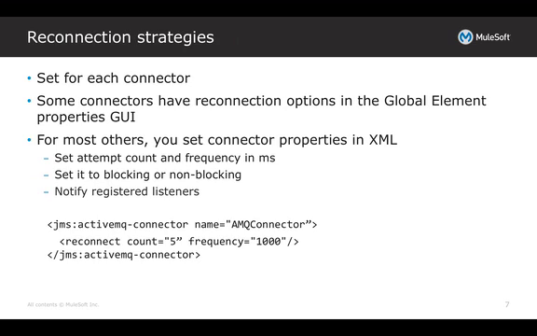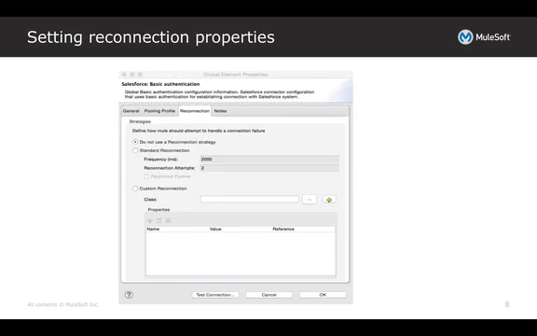An example at the bottom here is the JMS ActiveMQ connector, where the reconnect is set to 5 attempts with a frequency of a second between each attempt. Setting reconnection properties looks like this from the graphical interface, so this is quite similar to the XML aspect that you were seeing in the previous slide.